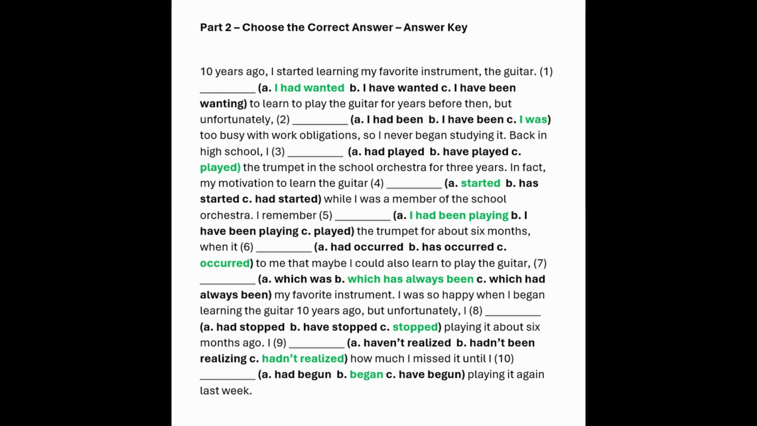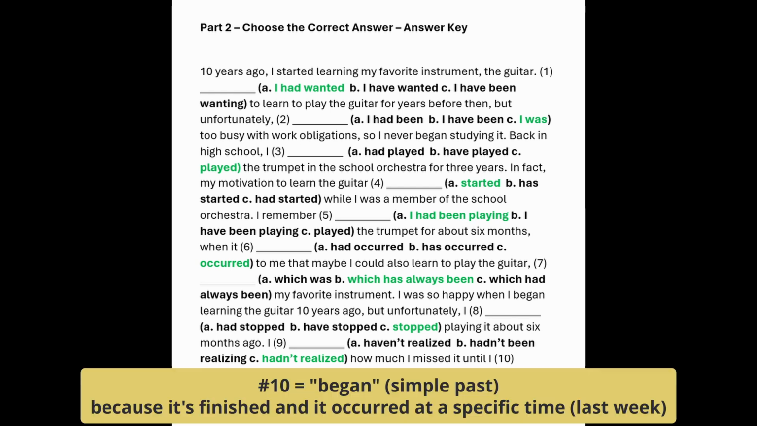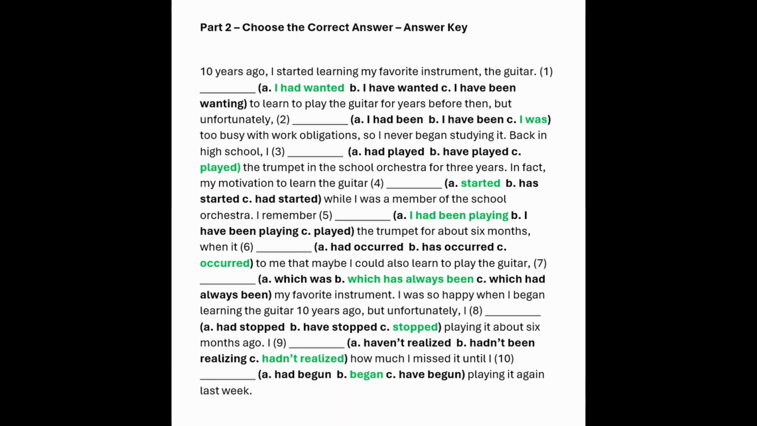Number 9: I haven't realized, I hadn't been realizing, or I hadn't realized how much I missed it until... okay, now we do have 2 actions here, both of which are finished in the past, so it sounds like the past perfect would be best. I hadn't realized how much I missed it until, what? Until I began, simple past, until I began playing it again last week. Okay, so number 9 is C and number 10 is B, and that goes together: past perfect, simple past. Okay, great. So let's move on to part 3.